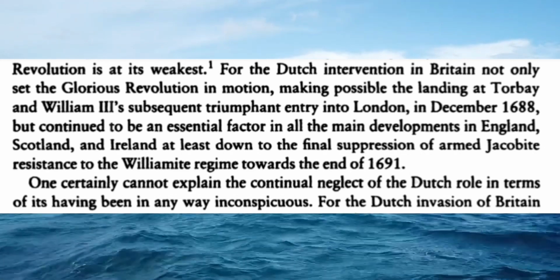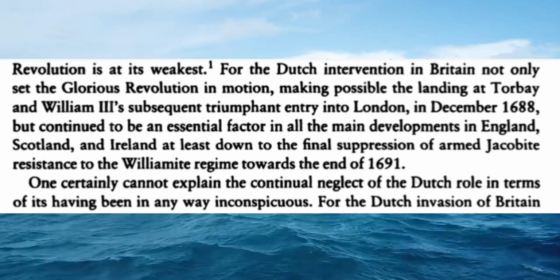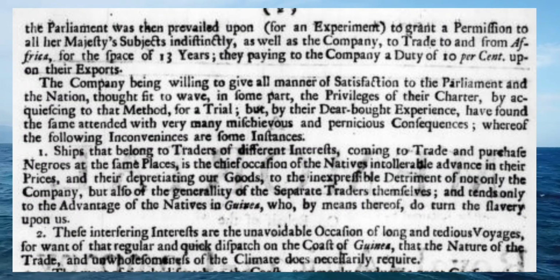So now that we see what actually happened in the revolution, let's go back to the Royal African Company. Let's keep reading. The Parliament was then prevailed upon for an experiment to grant a permission to all Her Majesty's subjects indistinctly. Now remember, this is an experiment and they're known for putting things on other people. Kind of like what's been done in history. Hopefully it's really starting to click now.